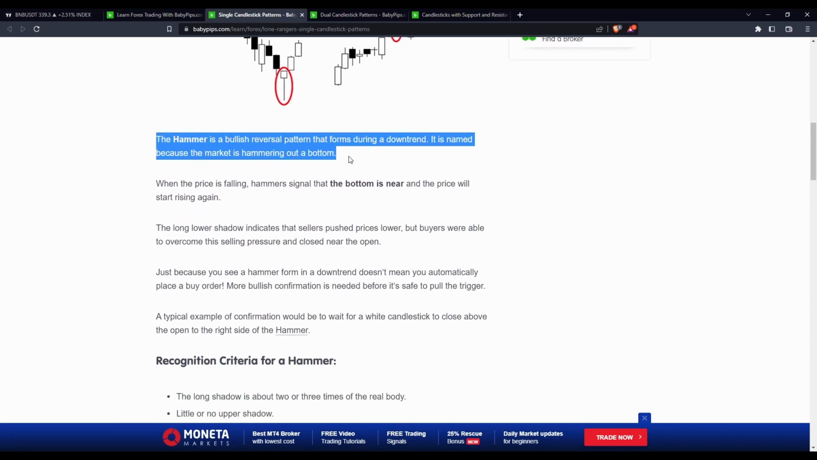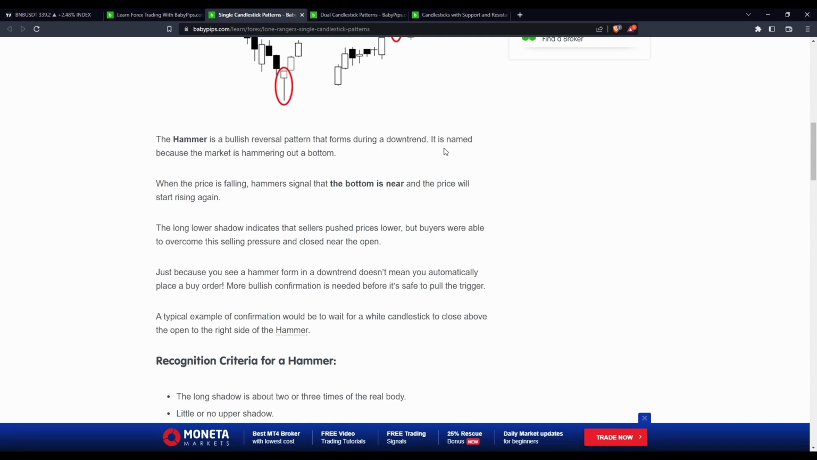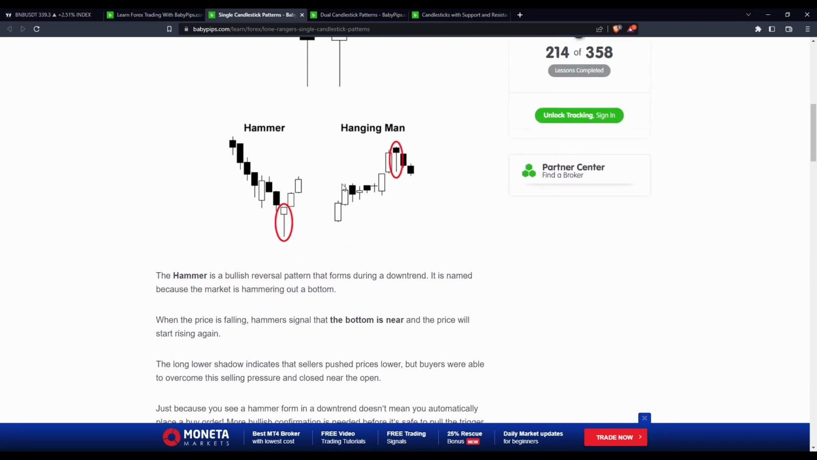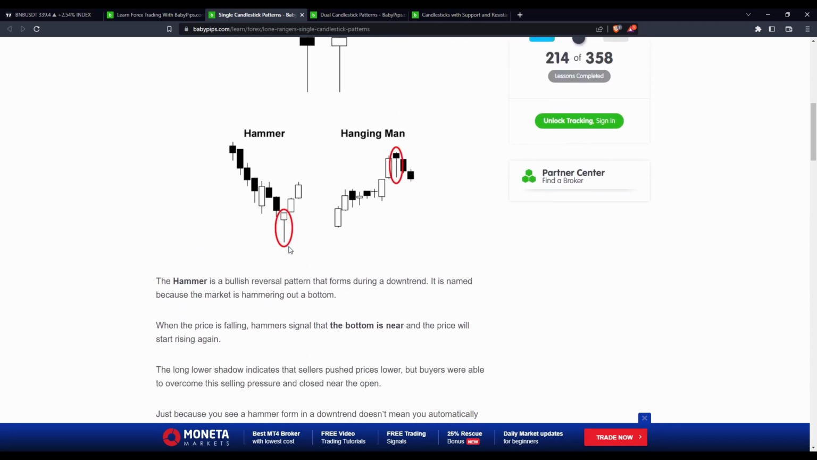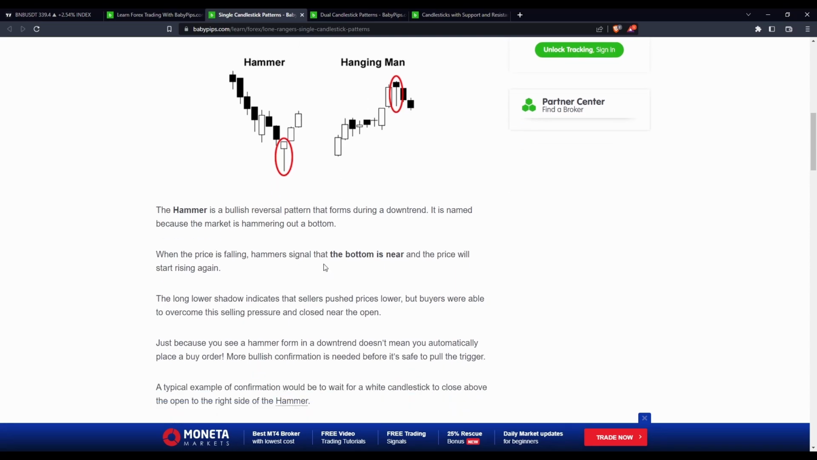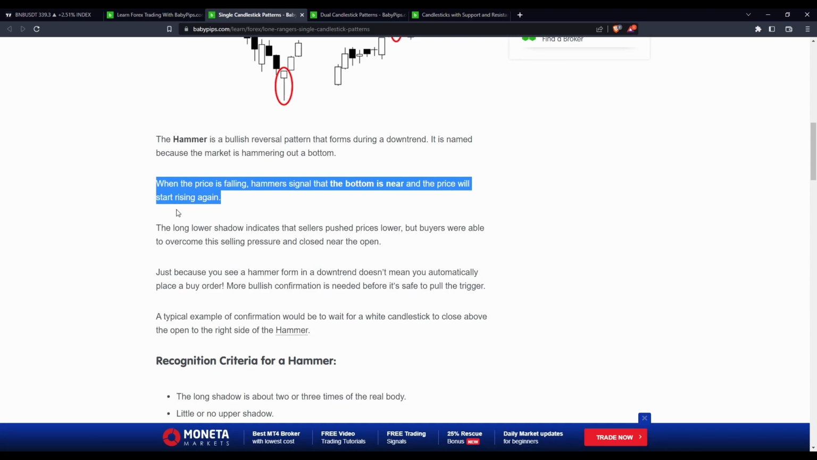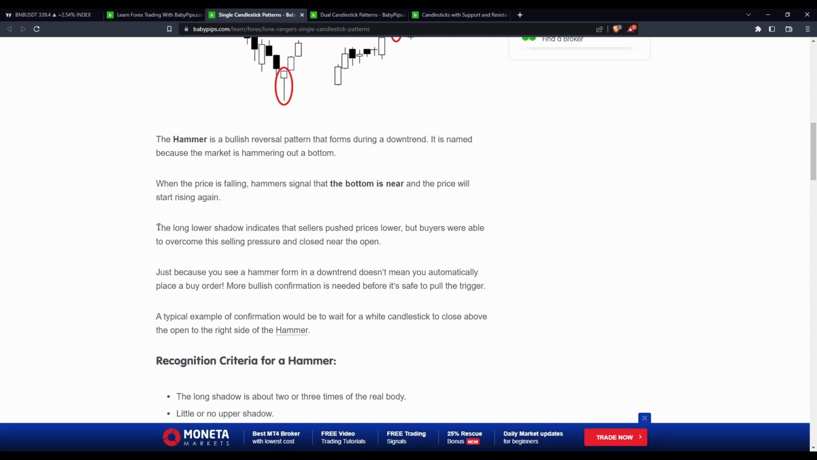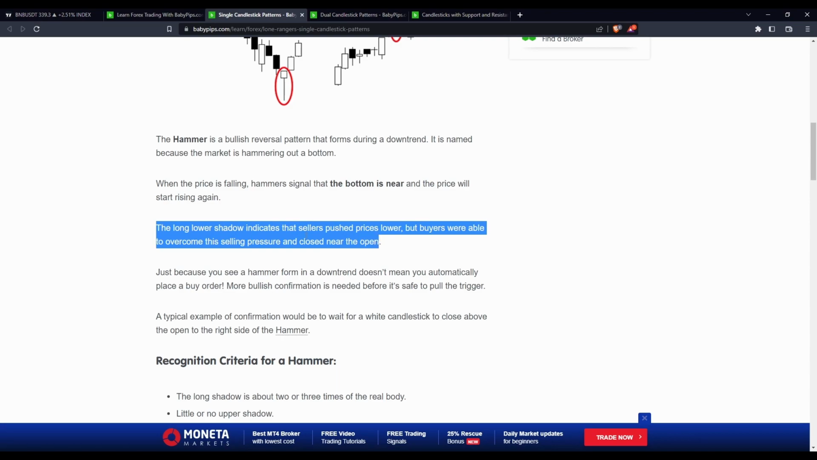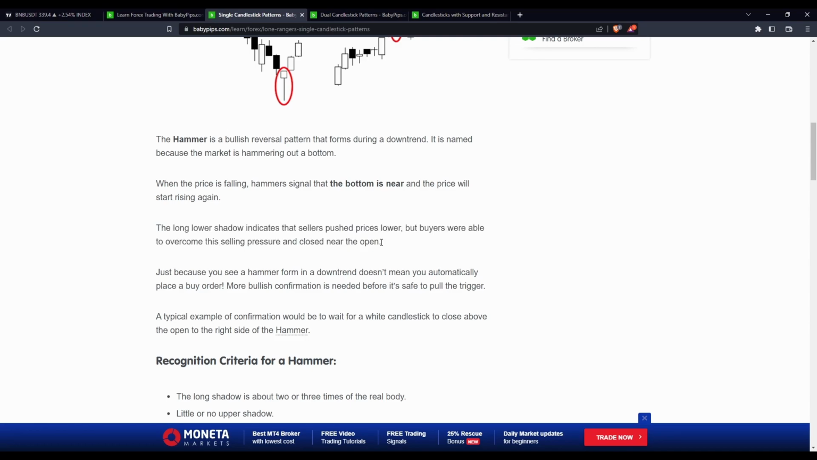So the hammer is a bullish reversal pattern that forms during a downtrend. It is named because the market is hammering out a bottom. So you can see here, the market's hammering out a bottom. When the price is falling, hammers signal that the bottom is near and the price will start rising again. The long lower shadow indicates that sellers pushed price lower, but buyers were able to overcome the selling pressure and closed near the open.